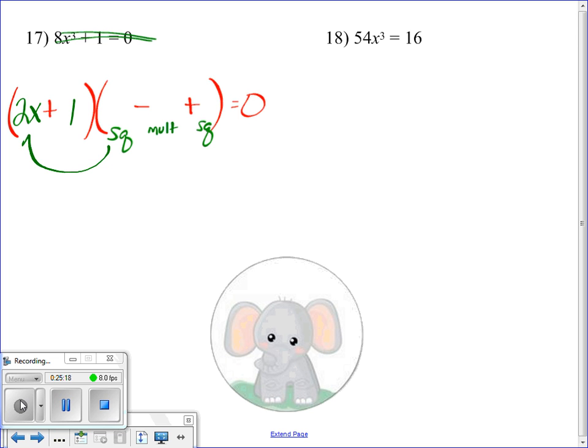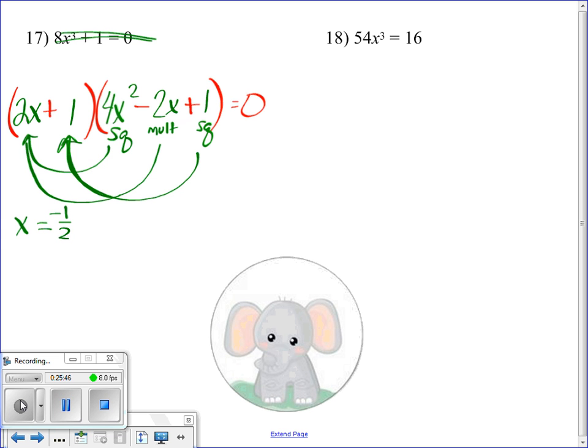So we're going to square 2x. So what's 2x times 2x? 4x squared. And then you multiply the two numbers together, 2x times 1. And then you will square the last one. Yes, very weird. All right, so then we know x equals, the first one gives us -1/2. How do we have to solve the other one?